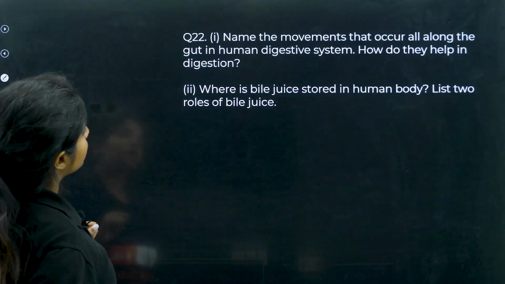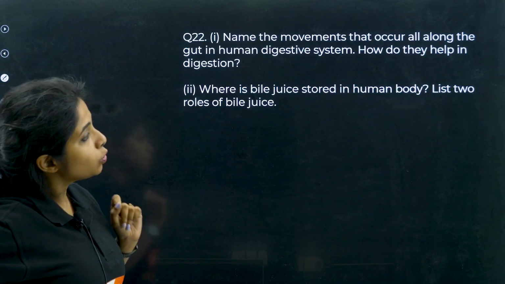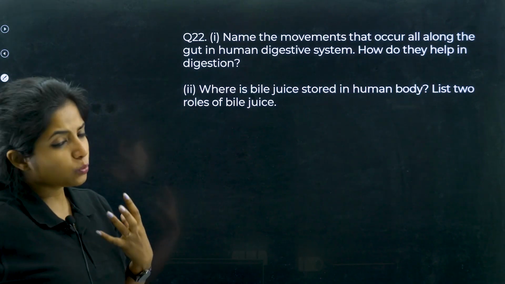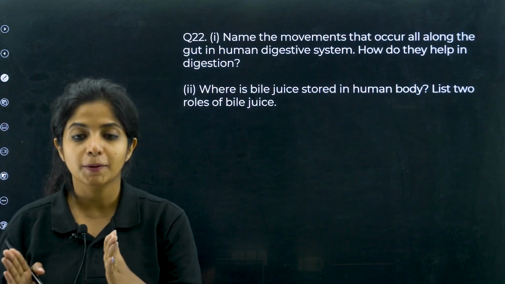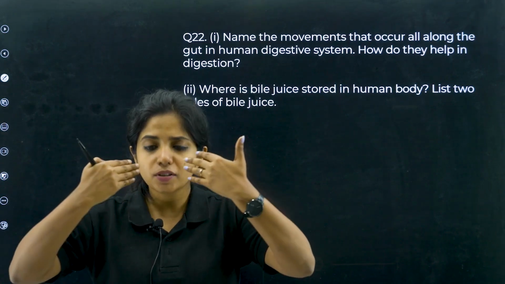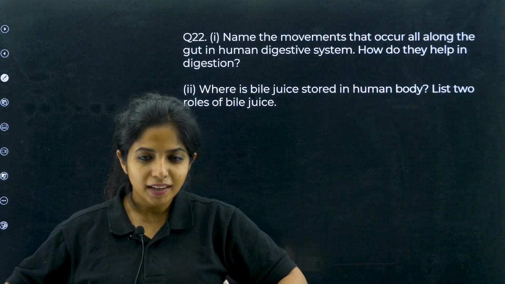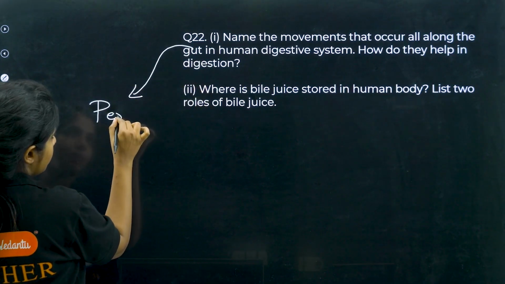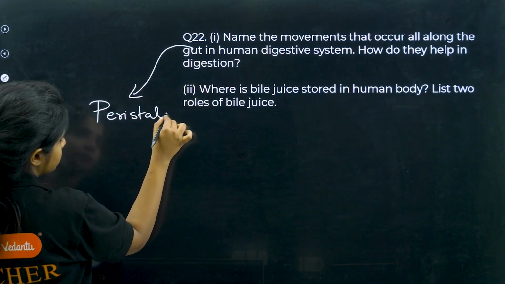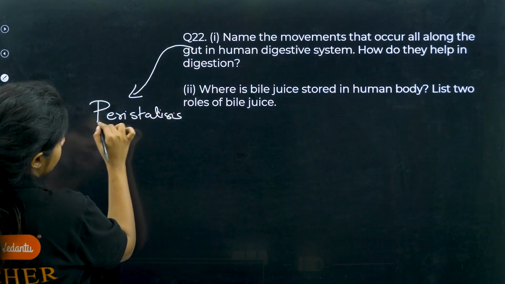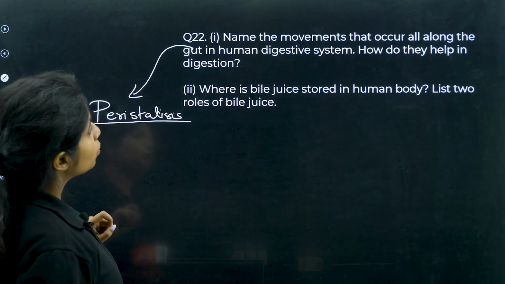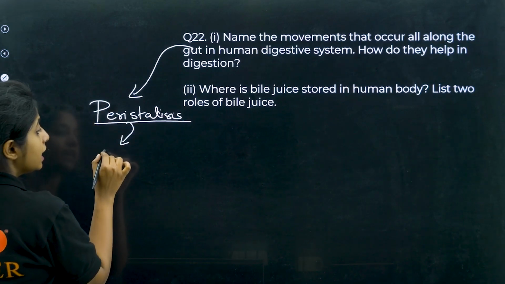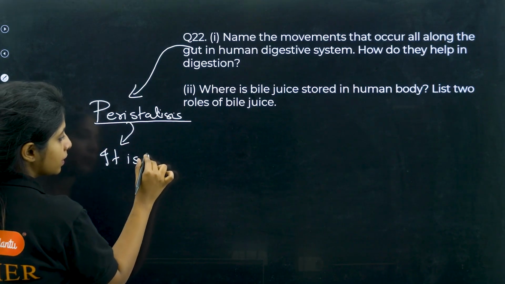Now the next question that we have under this category is: name the movements that occur all along the gut in the human digestive system. What is that movement? Let's answer part by part. What is that movement that happens all around in my gut? It's basically peristaltic movement, or peristalsis. Peristalsis. Okay. How do they help in digestion? So you have to explain a bit about peristalsis. What is this, children? It is involuntary.